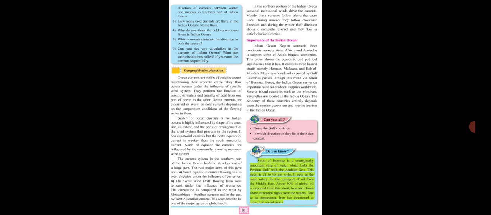In the northern portion of the Indian Ocean, there are what? There are seasonal monsoon winds which drive the currents, and these currents mostly follow along the coastlines. During summer they flow in a clockwise direction and during the winter they flow anti-clockwise. So this is a section of ocean currents which we were supposed to know, and this is also one of the parts of the bottom relief of the Indian Ocean.